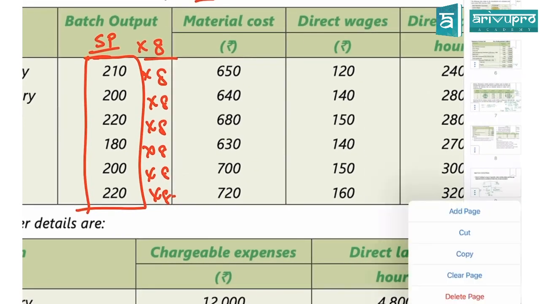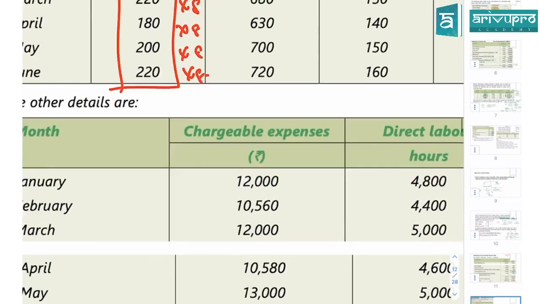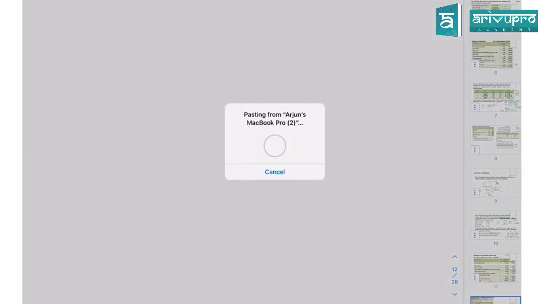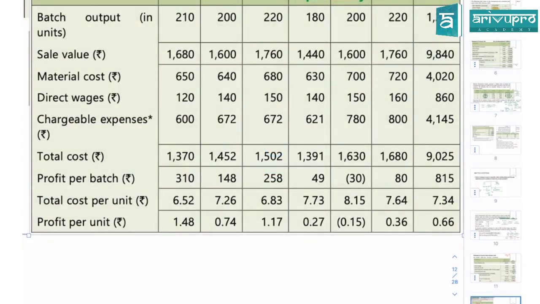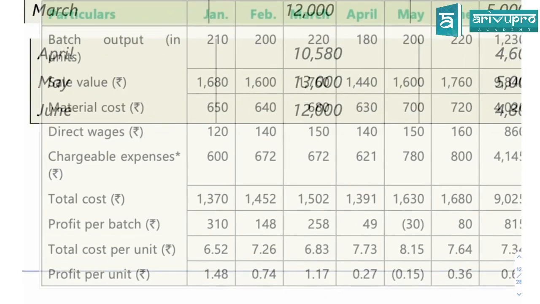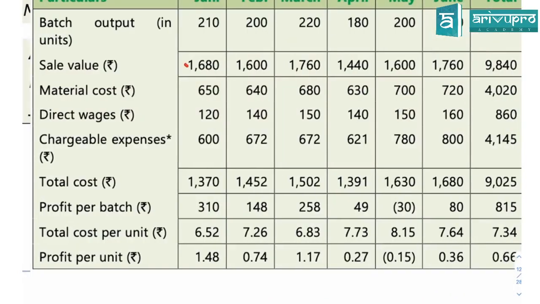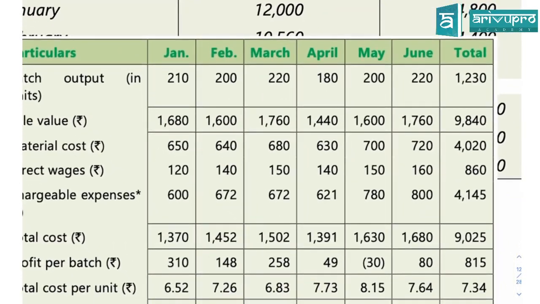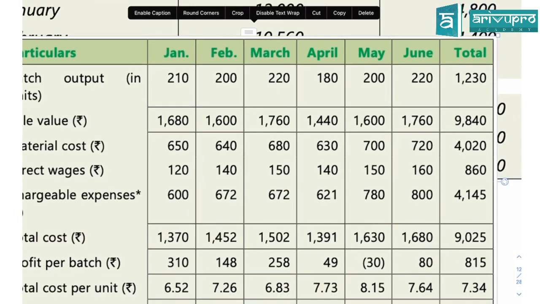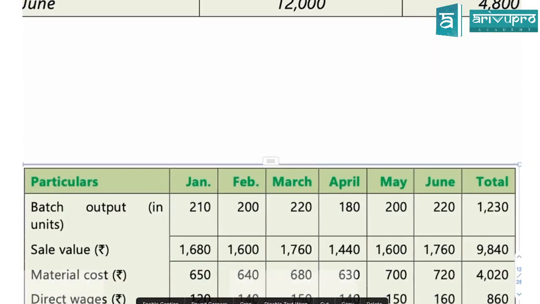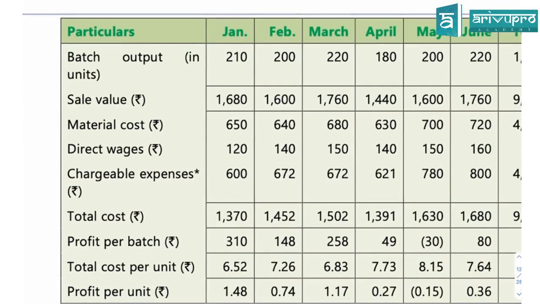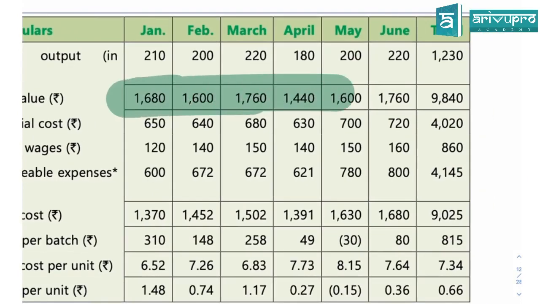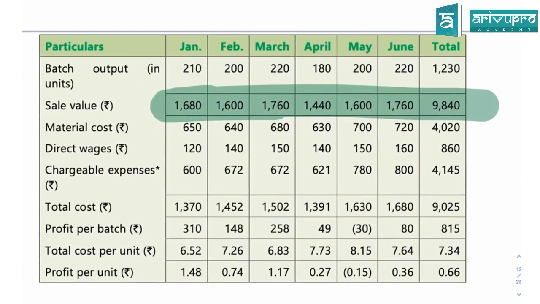So what I do, see here, from my sales output, that is what I have got by multiplying the 800 rupees, I reduce my direct material cost and direct wages.